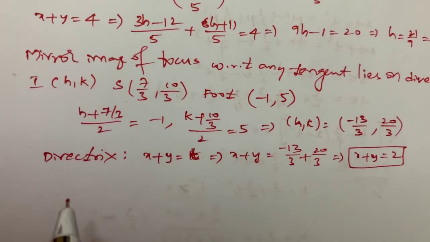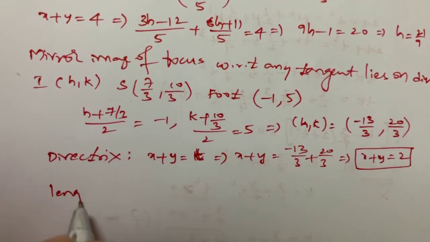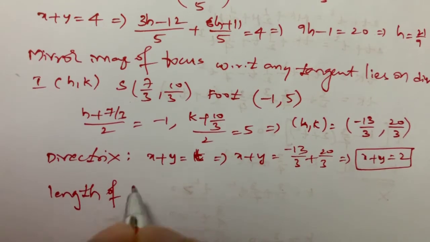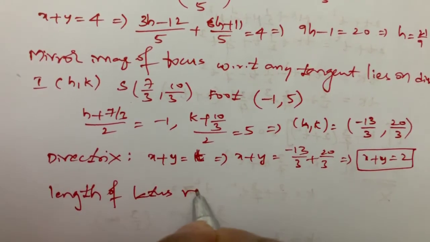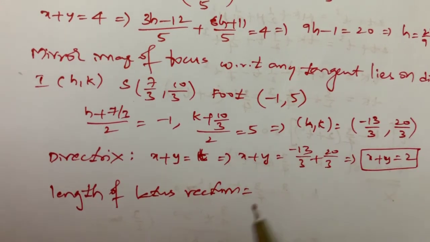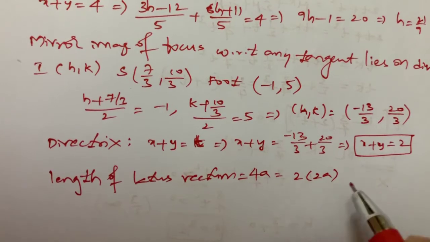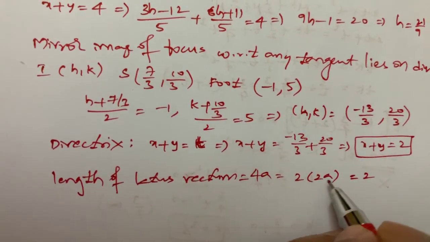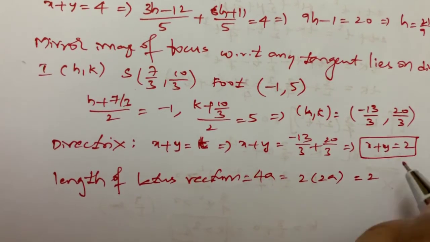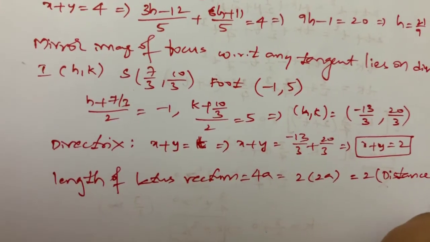If I want the length of latus rectum, the length of latus rectum is 4a, which is 2 times 2a. So it means 2a is nothing but the distance from the focus to the directrix.